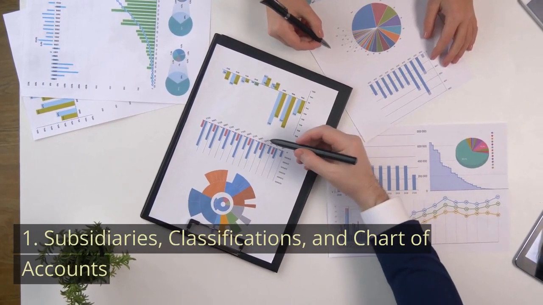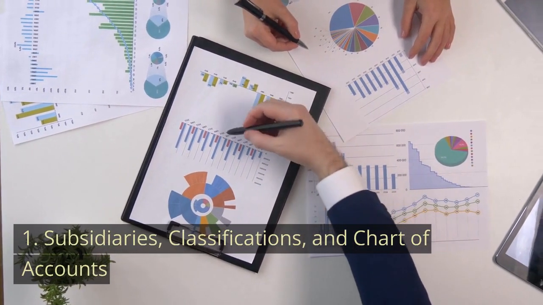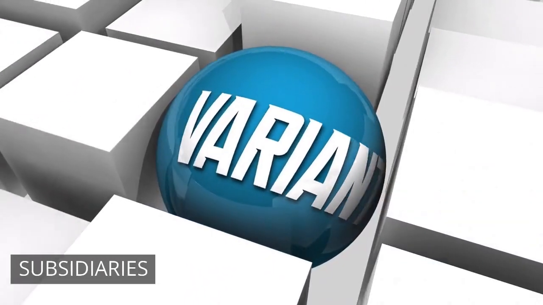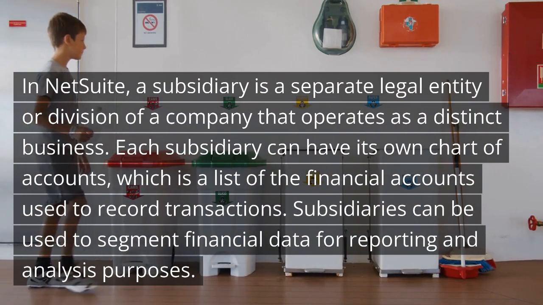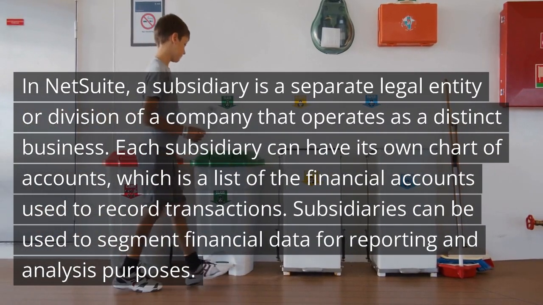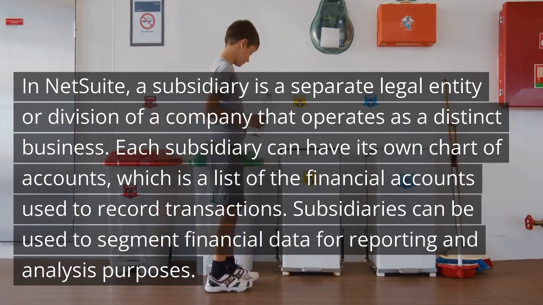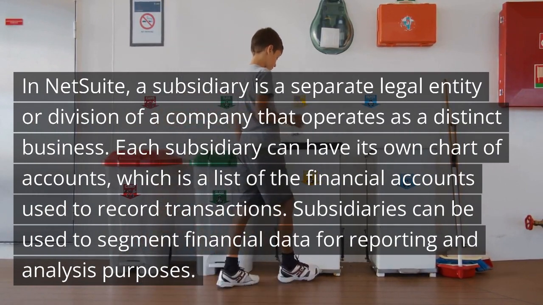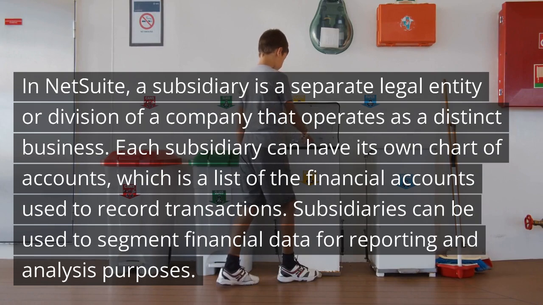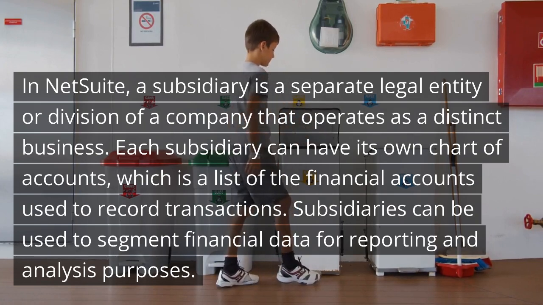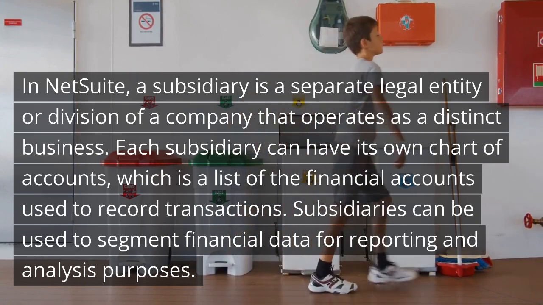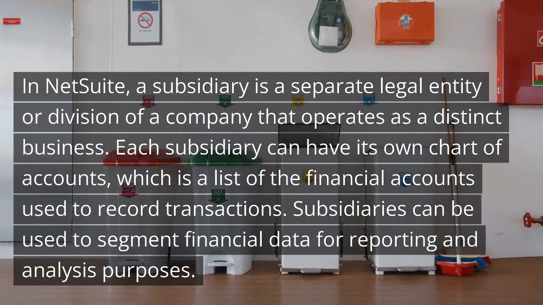1. Subsidiaries, classifications, and chart of accounts. Subsidiaries. In NetSuite, a subsidiary is a separate legal entity or division of a company that operates as a distinct business. Each subsidiary can have its own chart of accounts, which is a list of the financial accounts used to record transactions. Subsidiaries can be used to segment financial data for reporting and analysis purposes.